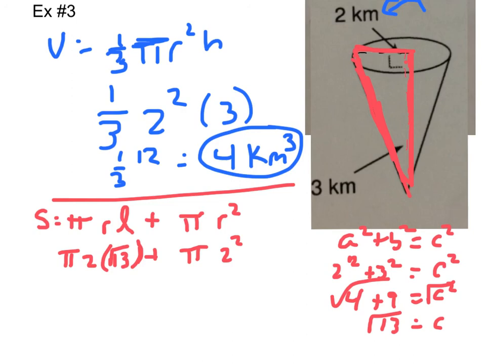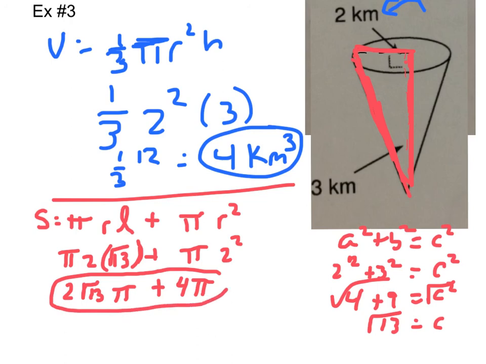Because there's a couple ways you can write this. You can write this as 2 square root of 13 pi plus 4 pi. Now there's really no way to simplify that. But if you wanted to plug in your 3.14, you're certainly welcome to, and I believe the correct answer to this, plugging in 3.14, is 35.2207. Now this is surface area, so this is square kilometers.